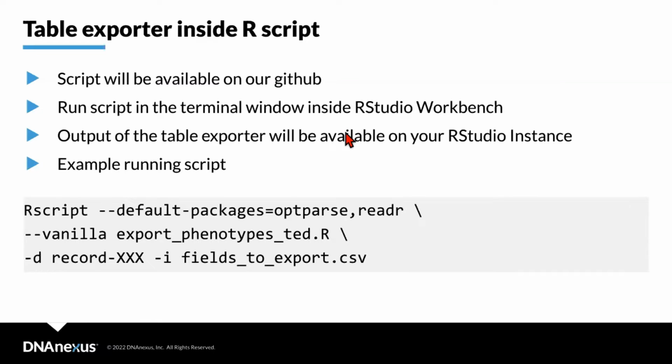As an input, you provide a CSV file with a list of fields, 1 field per line. You also need to provide the dataset or cohort ID, and then the script will run table exporter for you and download the data from the UKB RAP project to your instance storage. So the data will be available in your RStudio instance, and you can load them and work with them directly.